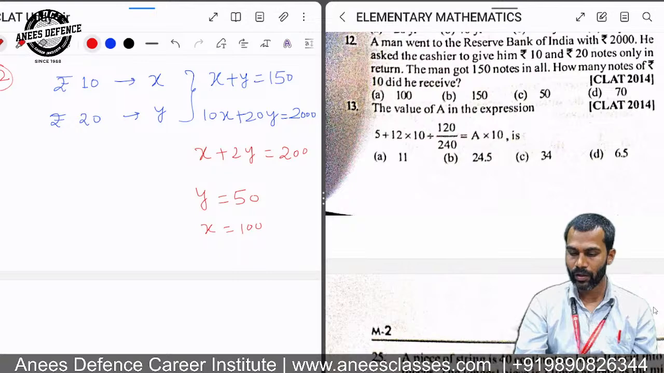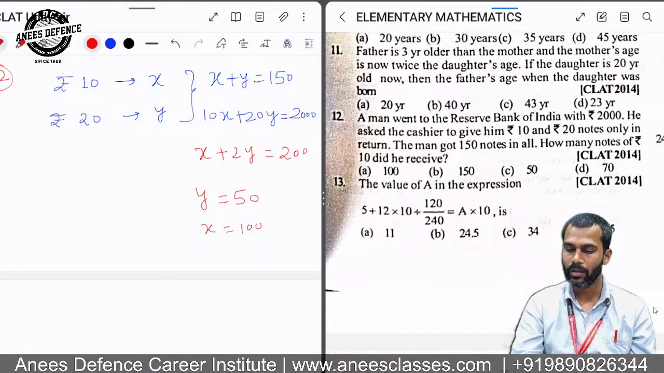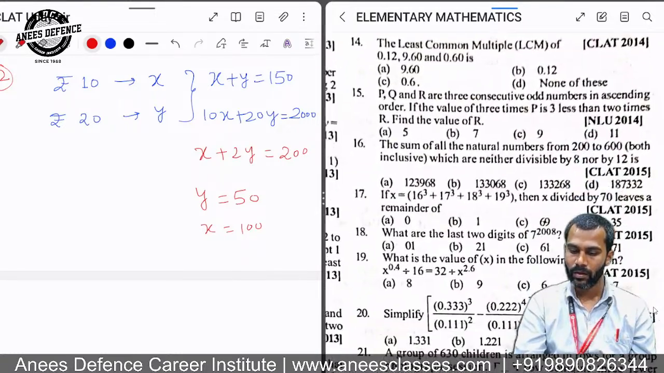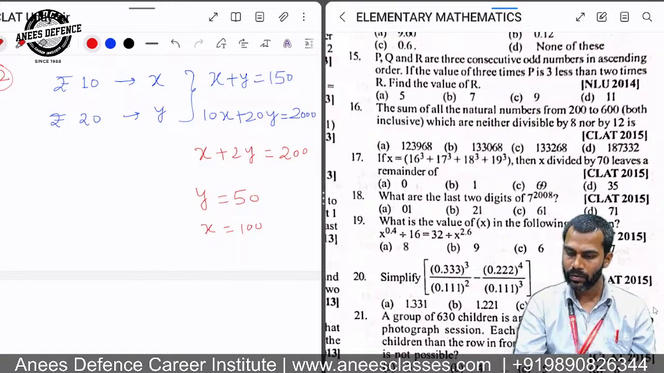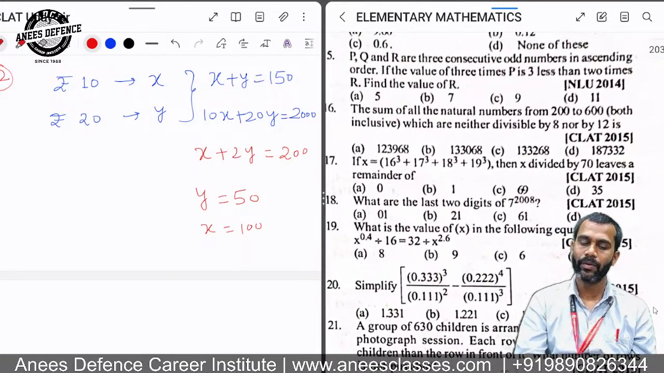Please try the next question. This one also we have already covered, I mean the 13th one. Now next, the 14th, we have done. And the 15th, please try. Question number 15.